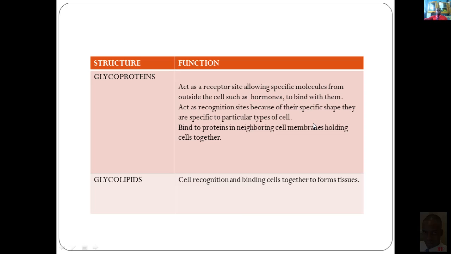Glycolipids are basically serving almost the same function. They actually deal with cell recognition and binding cells together to form tissues. Good. So glycolipids and glycoproteins are basically similar, right?